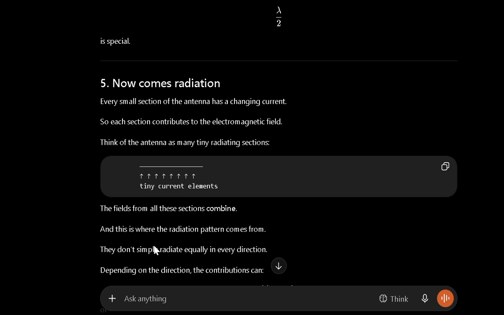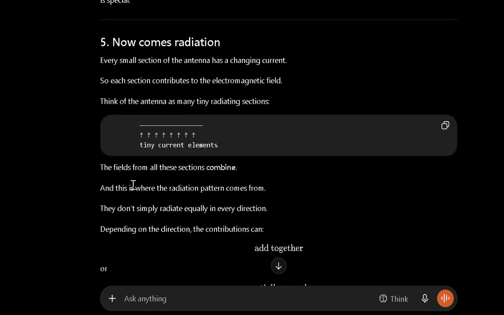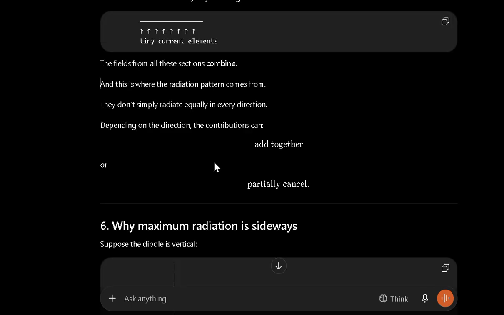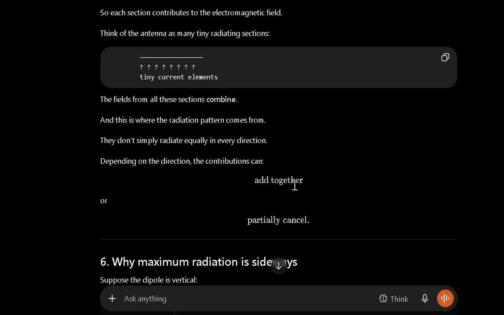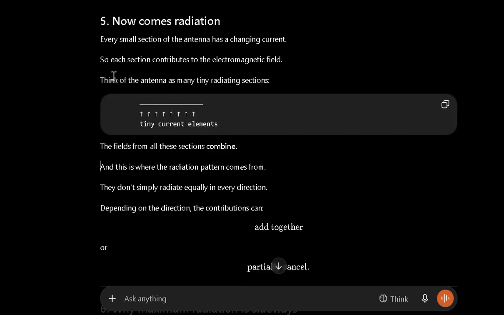Every small section of the antenna has changing current, so each section contributes to the electromagnetic field. Think of the antenna as many tiny radiating sections, tiny current elements. The fields from these sections combine, and this is where the radiation pattern comes from. The waves radiate eventually in every direction. Depending on the direction, the contributions can add together or partially cancel out.